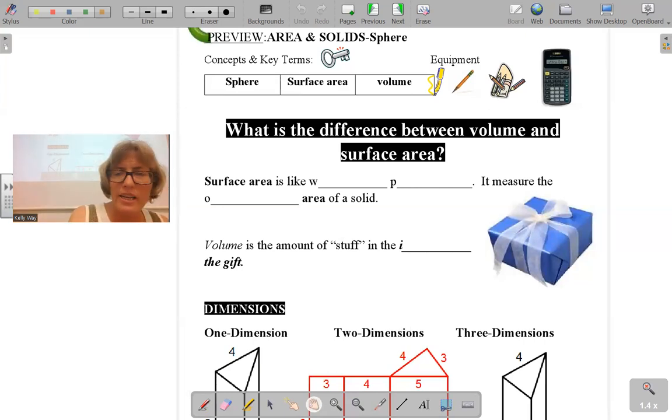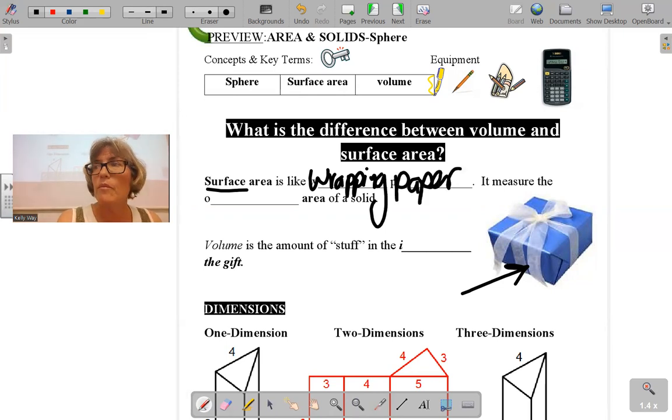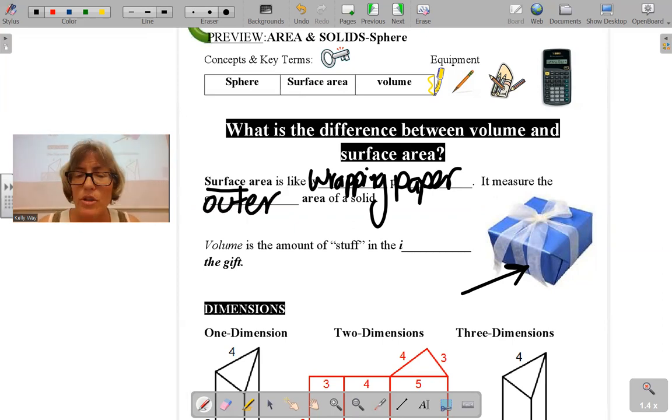Another way to look at it is if you have a wrapped gift, surface area is like wrapping paper. It's a measure of the outer area of the solid. Volume would be the space inside that gift box. It's the amount of stuff, air, inside.